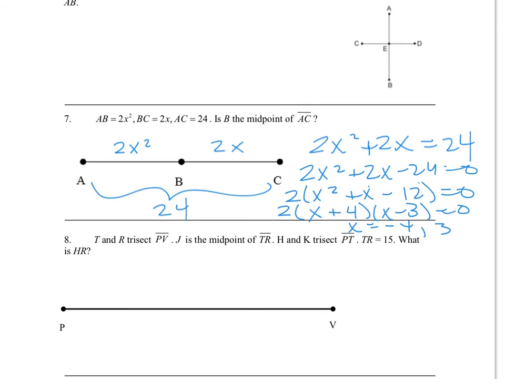Now note that x can't be negative 4, because if we plug negative 4 in over here, we would get negative 8 for the length of BC, which is not possible. So x must be 3. So if we plug x equals 3 in for the length of AB, 3 squared is 9, times 2 is 18, and then 2 times 3 is 6, and so B is not the midpoint, because those two segments are not of equal length.